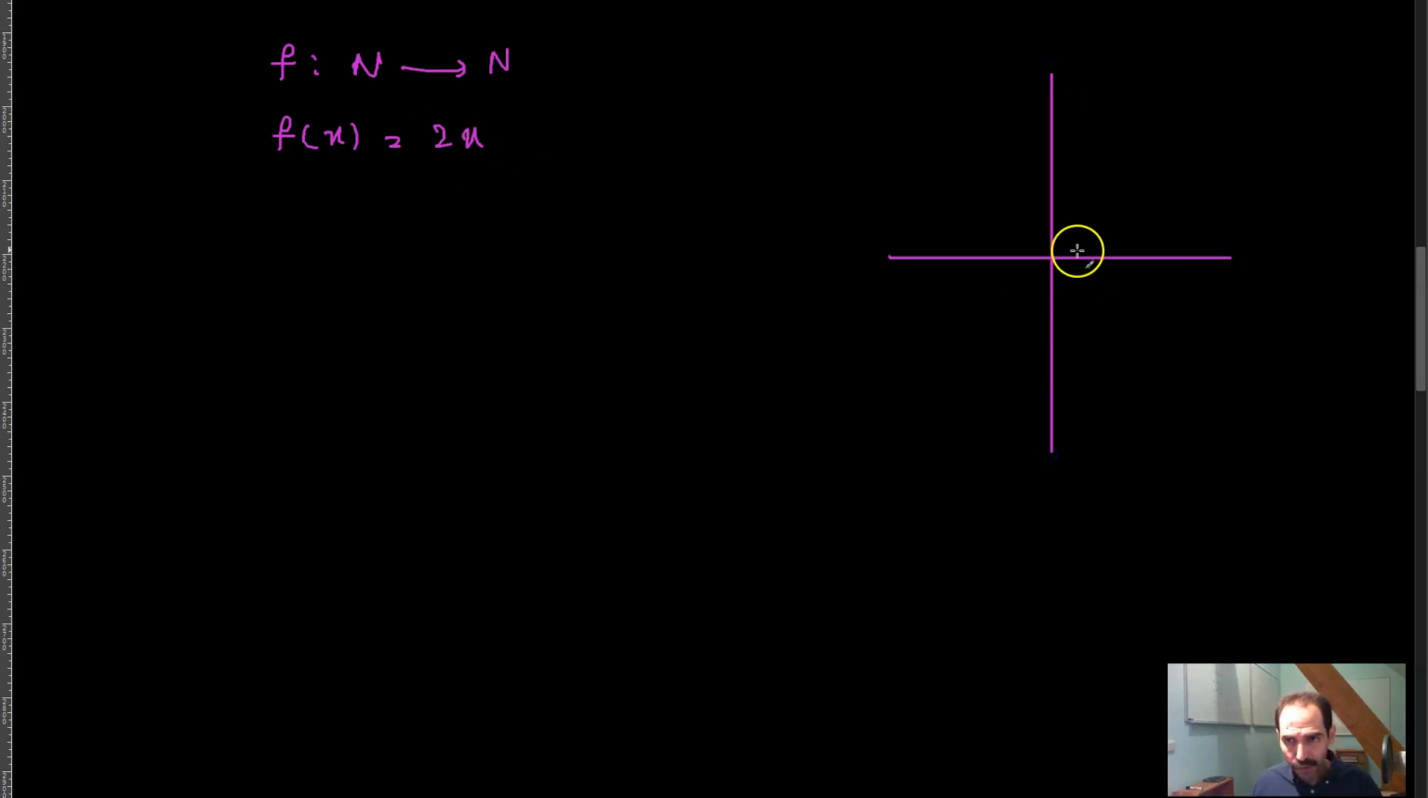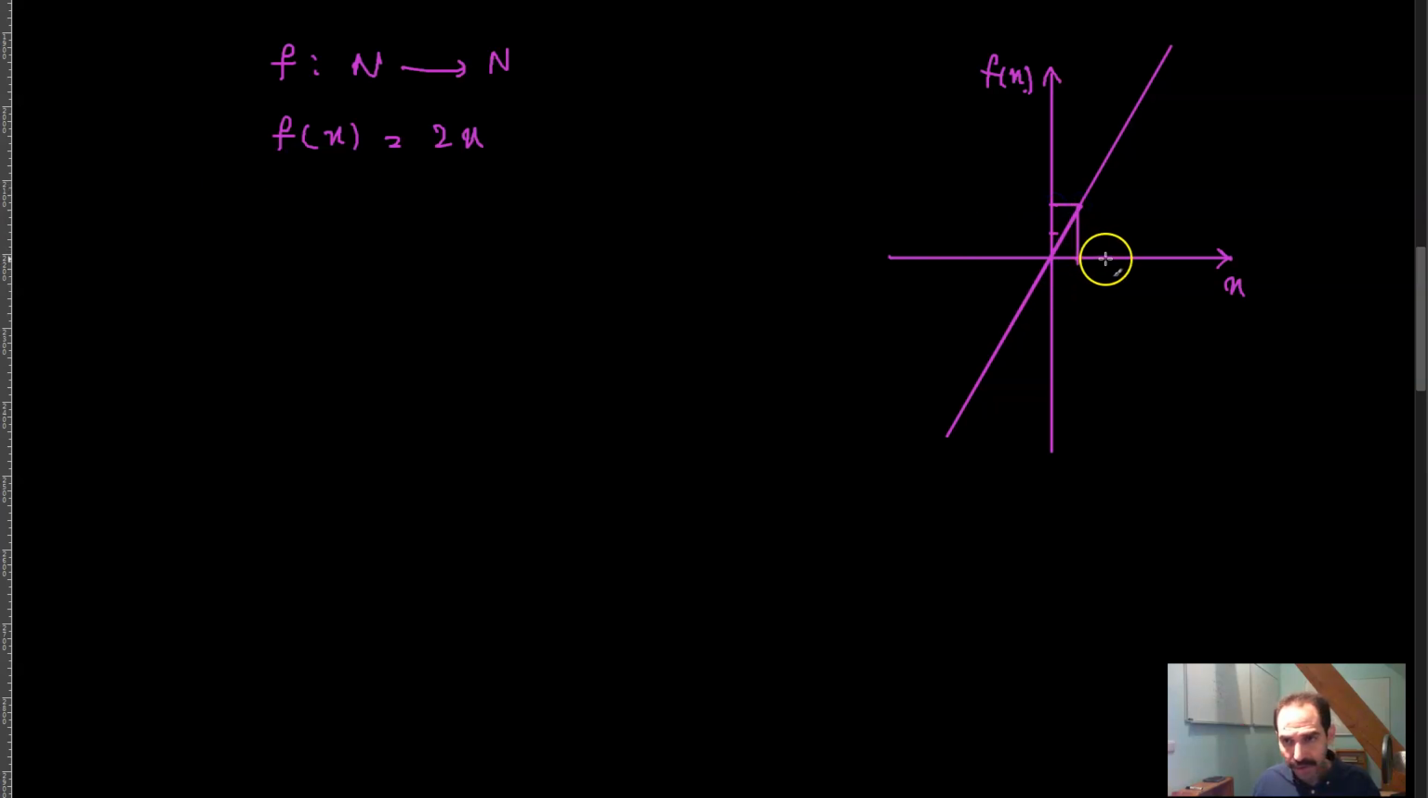Let's say that I have a function f that goes from N to N, and the rule of the function is f of x is equal to 2x. Now, in this case, you would get a line with slope 2, meaning that you would get this line over here. This is x and this is f of x. This line would simply map all of the natural numbers to twice themselves, meaning that whatever you input here, you will get twice that input as the output.